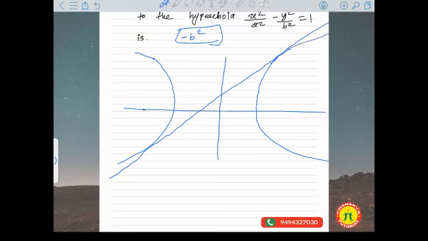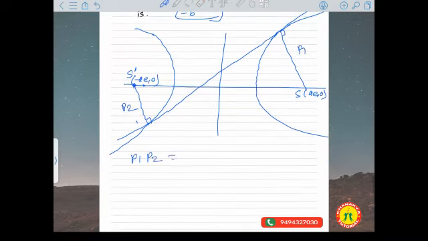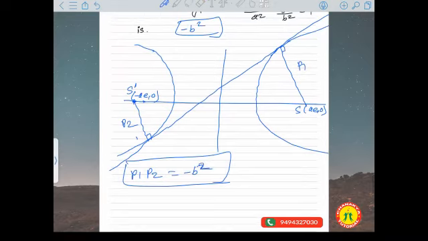This first focus is, coordinate is minus AE comma 0, and now AC is AE comma 0. This is the perpendicular line, and also this is the perpendicular line. So let P1 be the length and P2. So we need to find P1 P2 is equal to minus b square. ये होगा, P1 P2 is equal to minus b square.